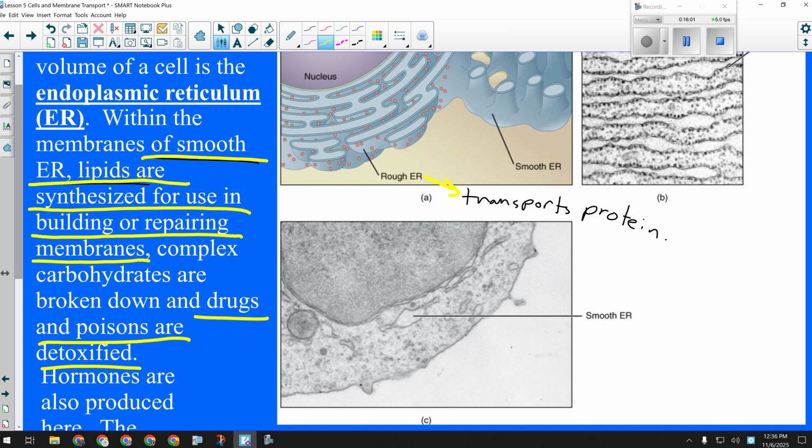All right. Two less important jobs of the smooth ER. I'd be mostly concerned with you knowing the repairing of membranes, so making lipids, repairing membranes, and detoxifying poisons.